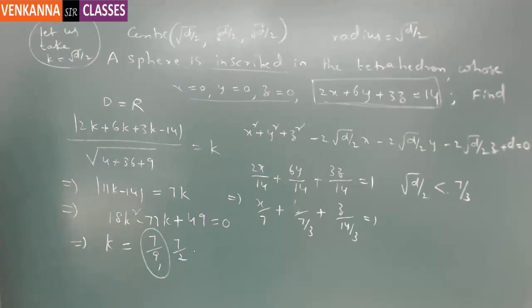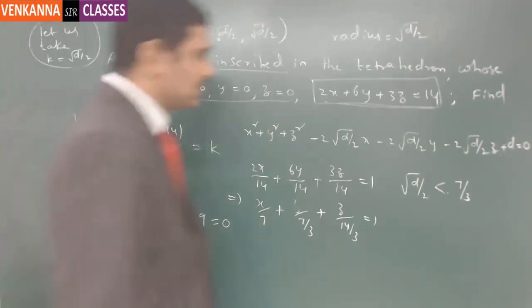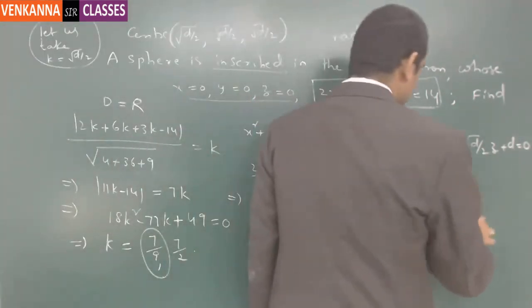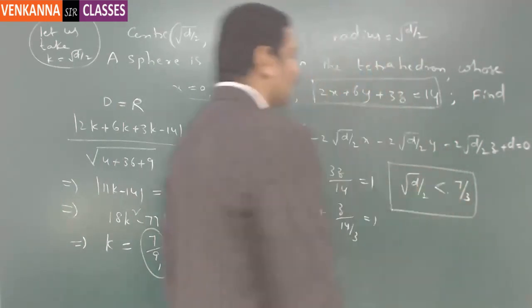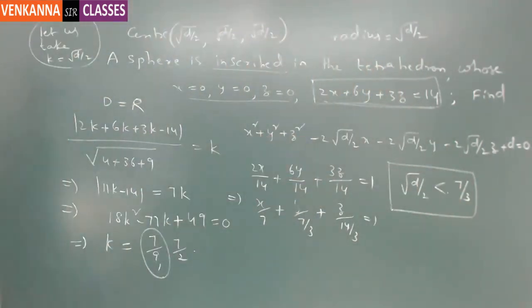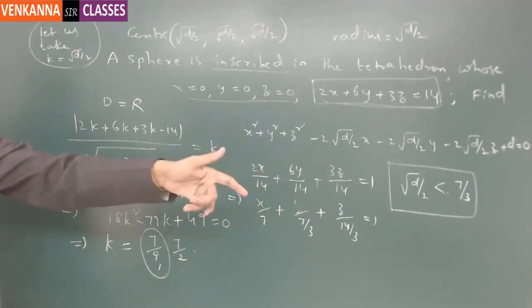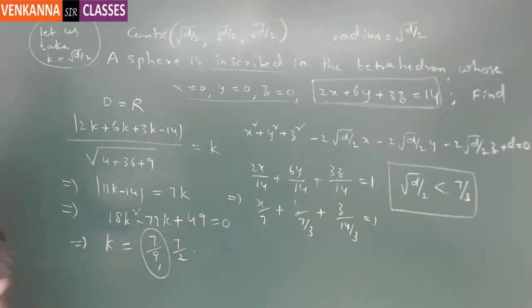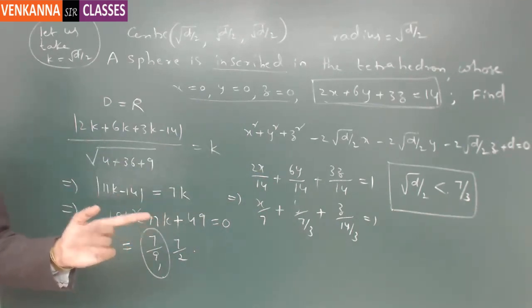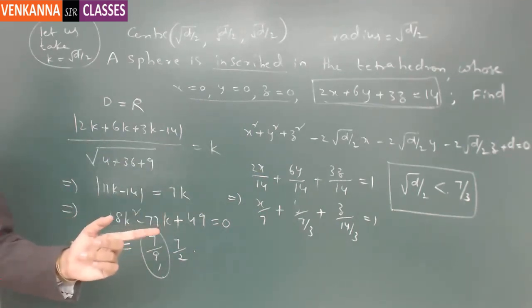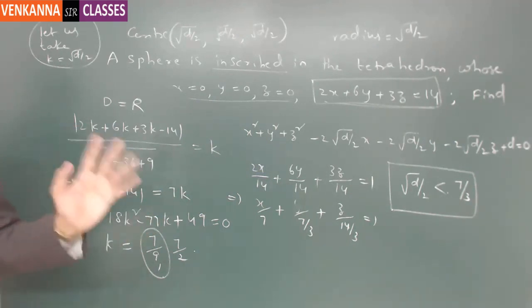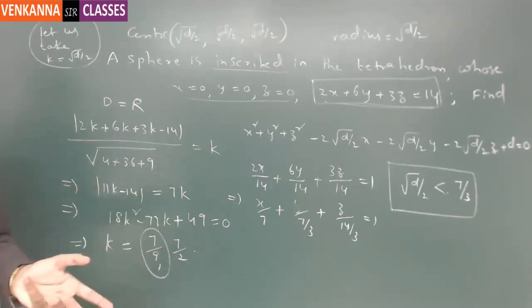Why? Because you have given a condition that root d by 2 value must be less than 7 by 3. Because in other words, root d by 2 is nothing but the intercepts made by the sphere on the axis. So you have two things here. Plane is making intercepts on the axis. Sphere is also making intercepts on the axis.